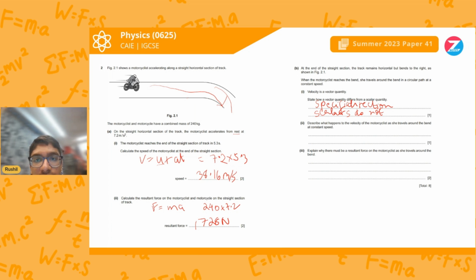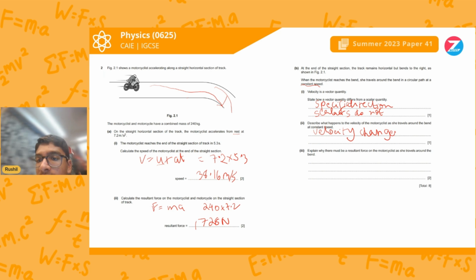So, as we know, it mentioned in the question that she travels at constant speed. However, as we just talked about, velocity is a vector quantity, so it has a specific direction. So here, as it bends, it changes direction. So that's why her velocity changes. Hence, we can say that her velocity changes.